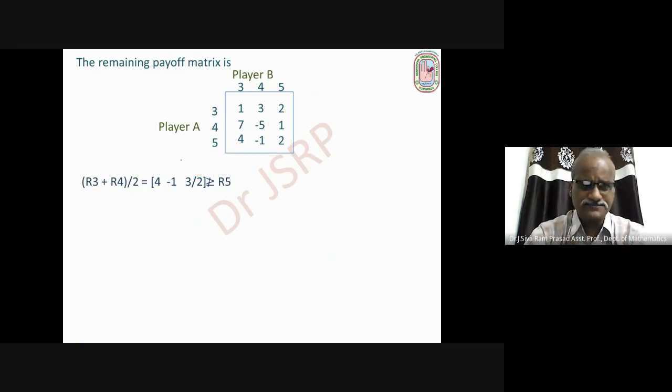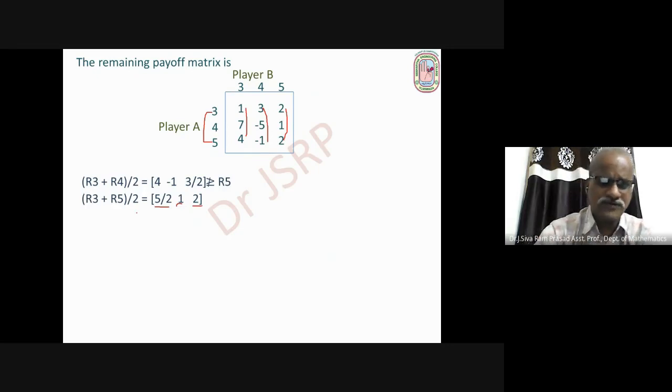Okay, next, take the average of row 3 and row 5. So 1 plus 4, 5, 5 by 2. Next, 3 minus 1, 2 by 2, that is 1. And 2 plus 2, 4 by 2, 2. So this is the average of row 3 and row 5. Now compare this with row 4.